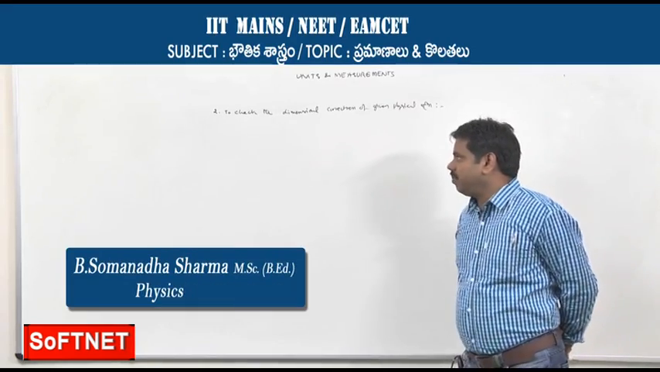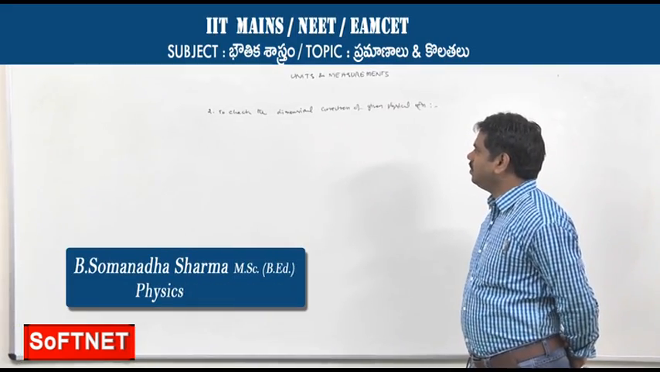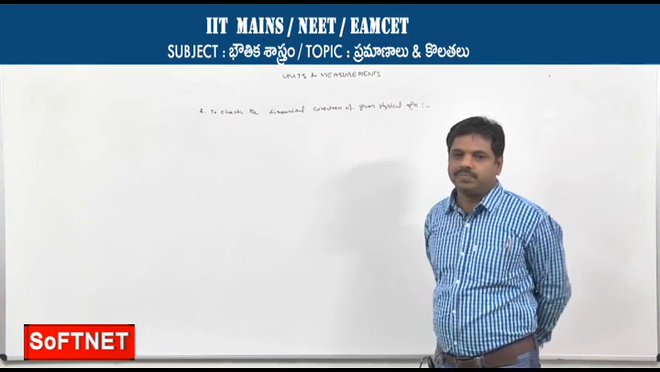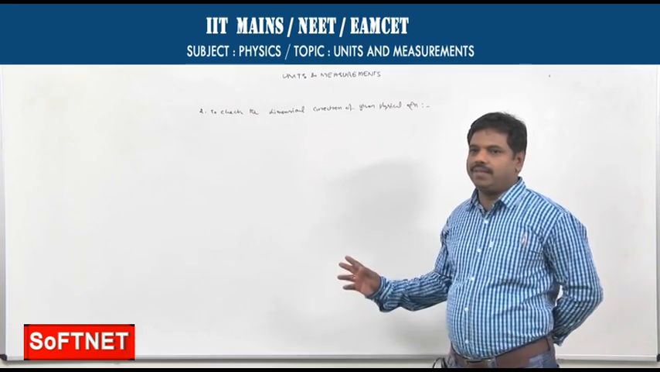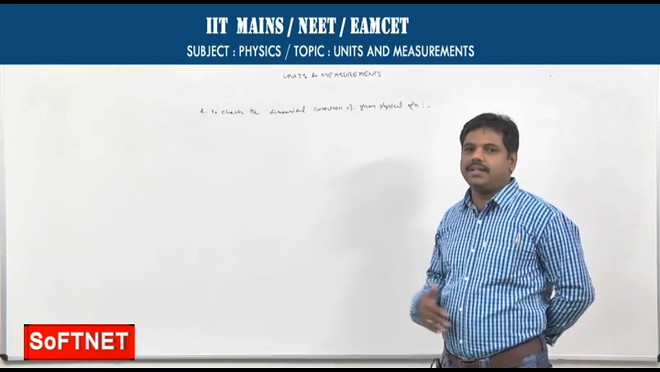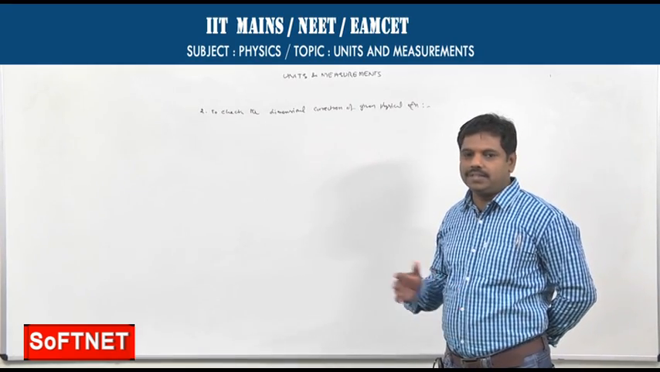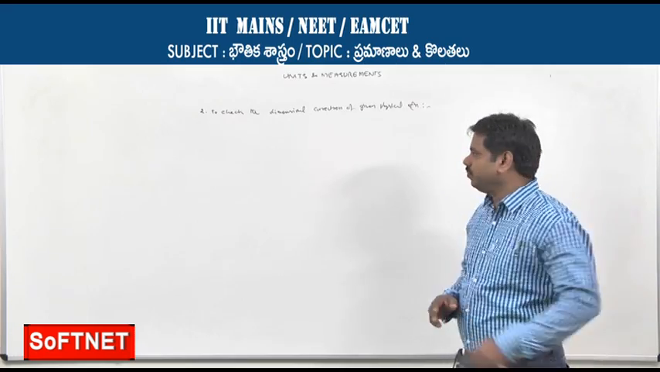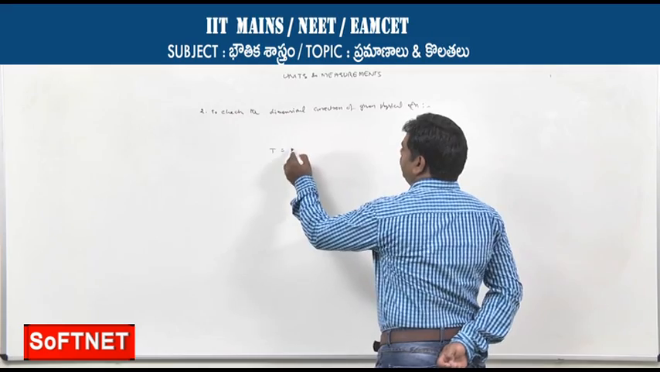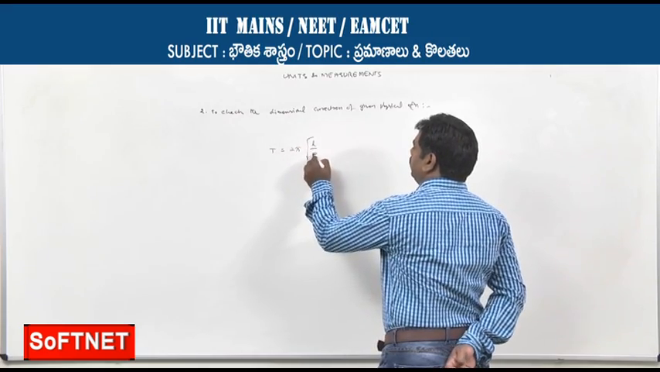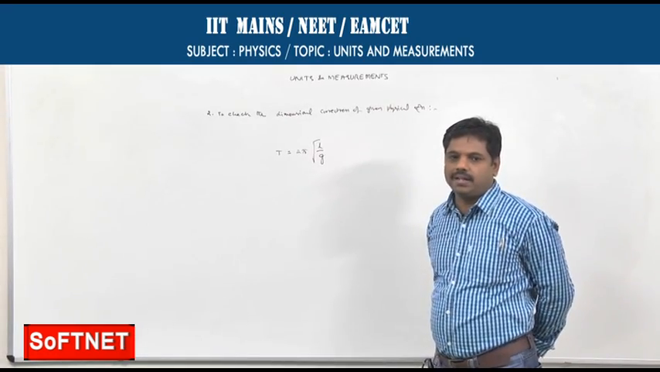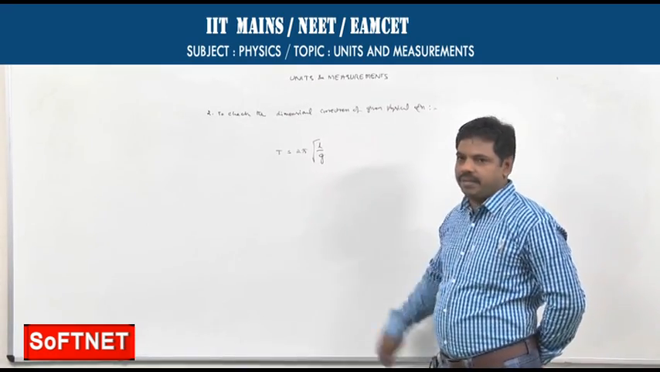Second application of dimensional analysis: to check the dimensional correctness of a given physical equation. In physics, we derive a number of physical relations. Whether they are dimensionally correct or not can easily be checked. For example, we have derived the equation for the time period of a simple pendulum, T is equal to 2 pi root of L by g. Whether this is dimensionally correct or not, we can easily verify.